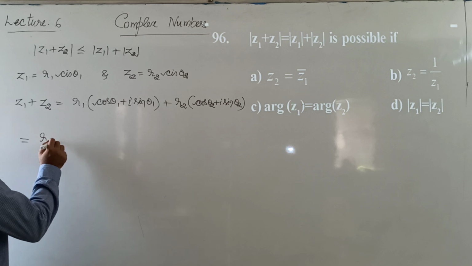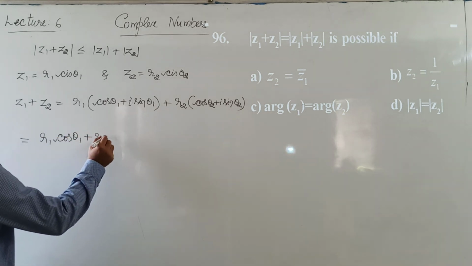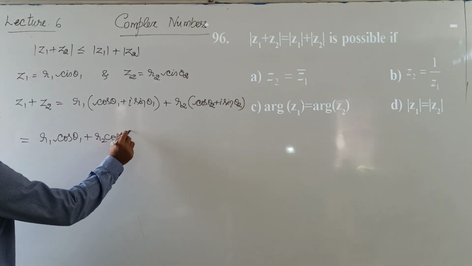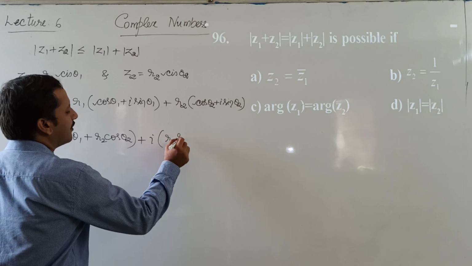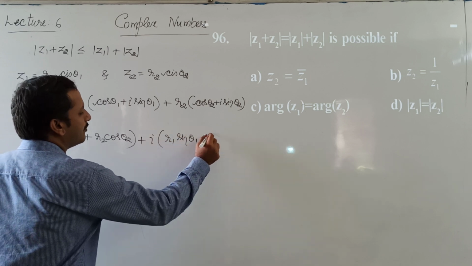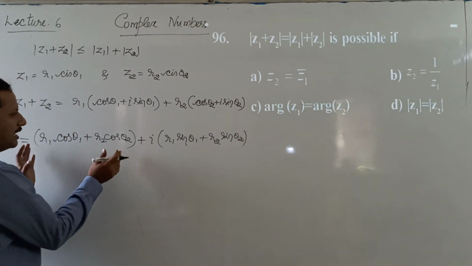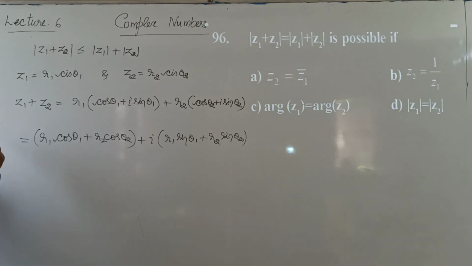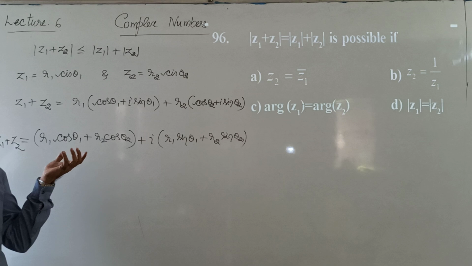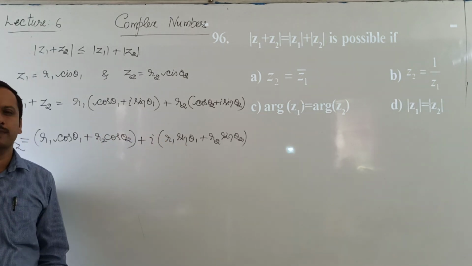Now I will group all the real parts together: R1 cos theta 1 plus R2 cos theta 2, plus i into R1 sin theta 1 plus R2 sin theta 2. I have grouped the real part together and the imaginary part together. So I am expressing it in the form x plus iy, so this is our z1 plus z2.